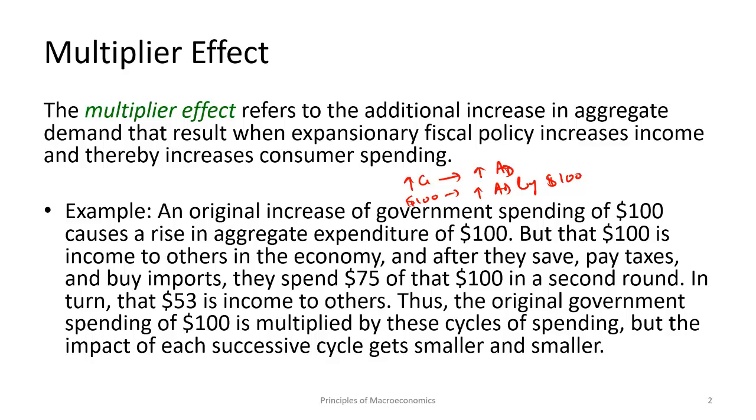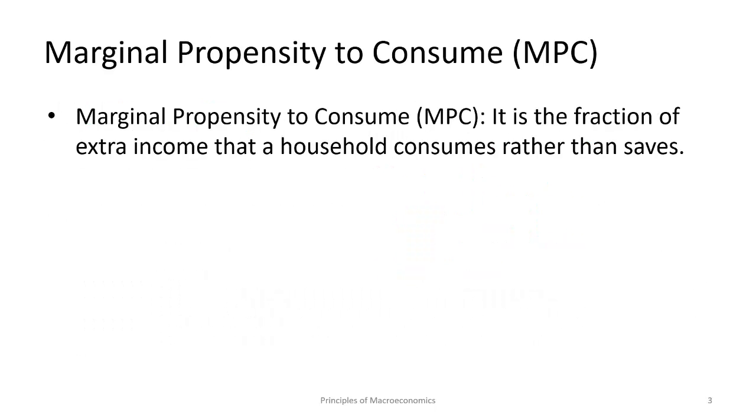Now to understand this multiplier effect better, we need to first understand the concept of marginal propensity to consume. So what is MPC, or marginal propensity to consume? It is the fraction of extra income that a household consumes rather than saves. Suppose I get an additional $100, and the portion of that income I spend is my marginal propensity to consume, and it is always measured in terms of percentage. Say I spend 75% of my additional income, then marginal propensity to consume is 0.75 or 75%.